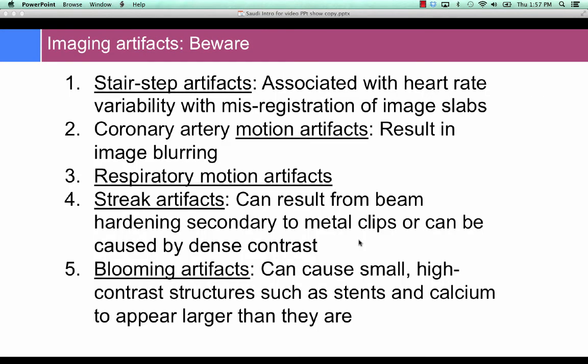Artifacts are common. We devote a lecture to artifacts and recognition, but respiratory motion, blur artifacts, blooming artifacts, all these are common. You must be aware of them.